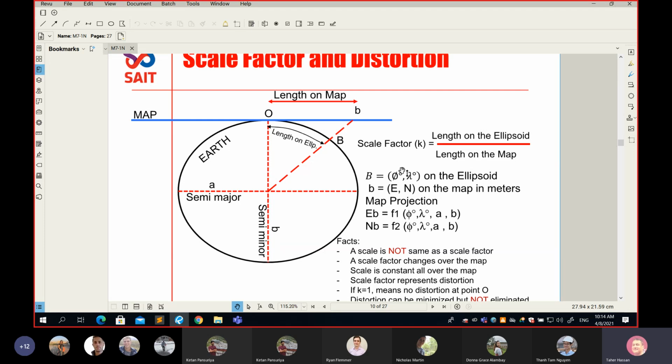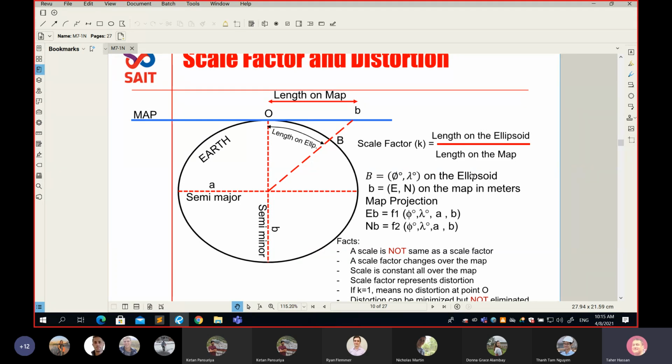Distortion means a change of something. It could be a change of length, a change of area, a change of angle between lines, and so on and so forth. So as we do the map projection, distortion will happen. We have no choice, because our earth is a curved surface, and you cannot unfold a curved surface into a flat sheet without introducing distortion.